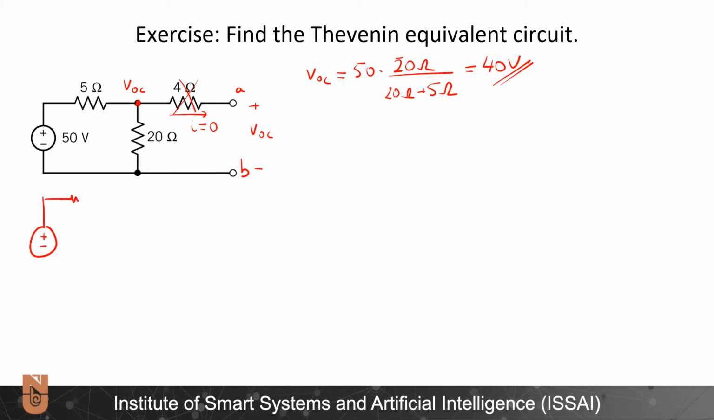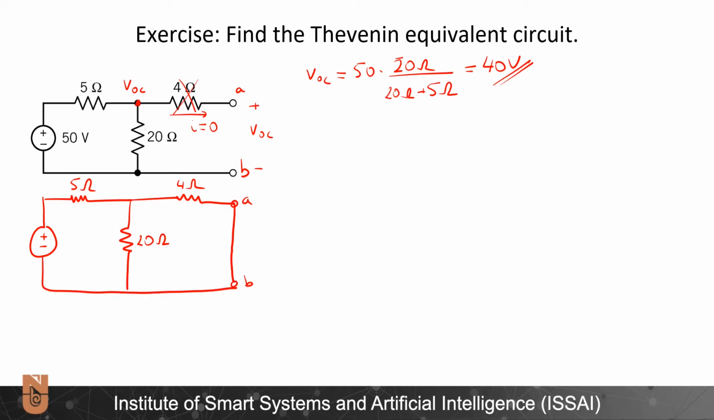Now I short circuited the ports A and B, and I short circuit will be the current passing through this 4 ohm resistor. Here I have 50 volts, and let us assume that here I have VC. I need to write Kirchhoff's current law for the node VC.